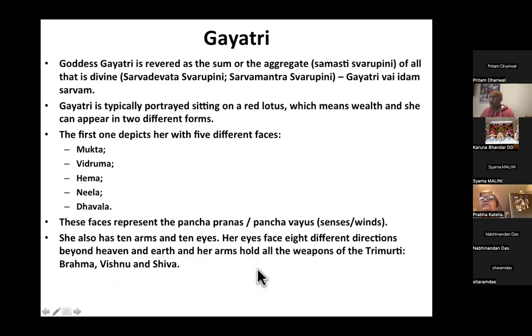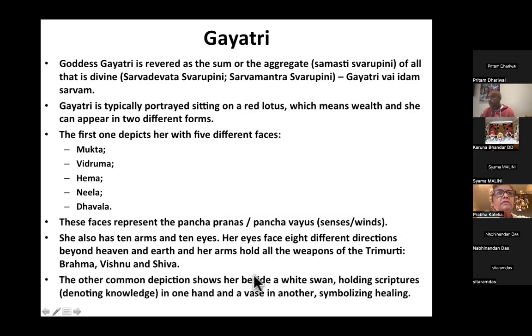Her eyes face 8 different directions beyond heaven and earth, and her arms hold all the weapons of the Trimurti, Brahma, Vishnu, and Shiva. The other common depiction shows her beside a white swan holding scriptures denoting knowledge in one hand and a vase in another symbolizing healing.